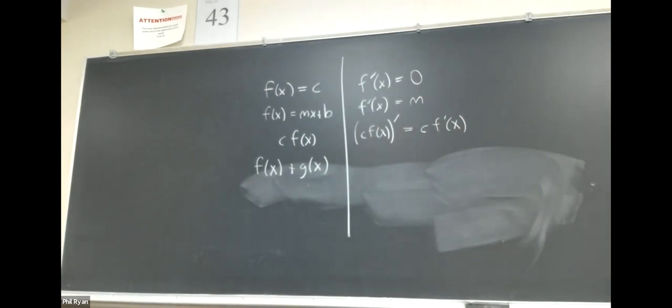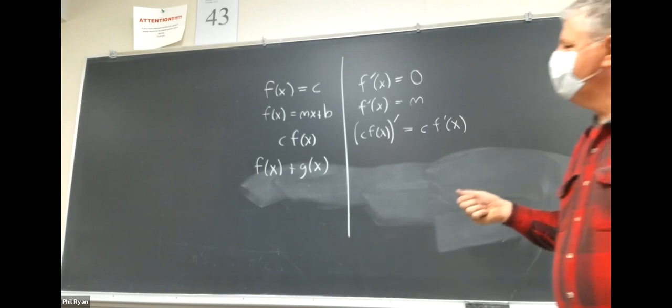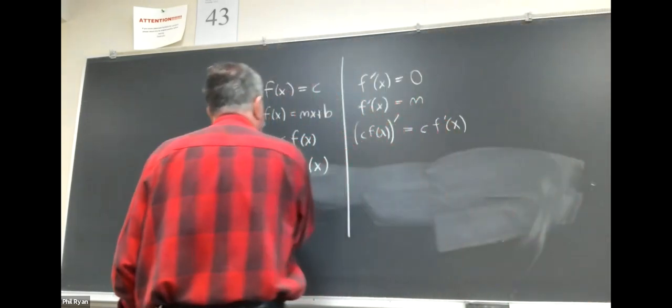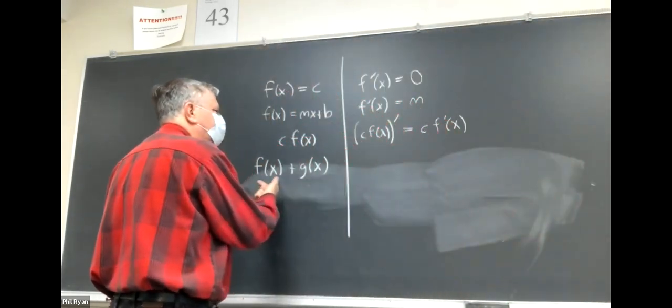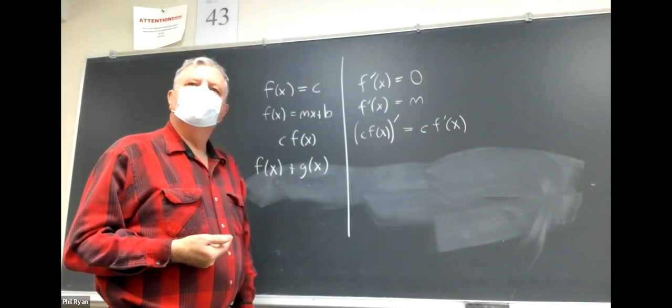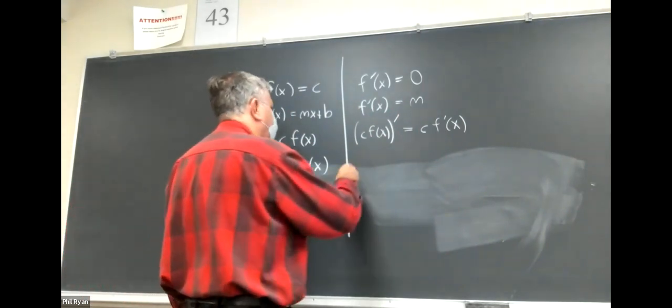For example, we could have one function being cos x plus e to the x, or log x plus x squared. So what we want now is a rule: if we know the derivatives of the individual pieces, how do we get the derivative of their sum?